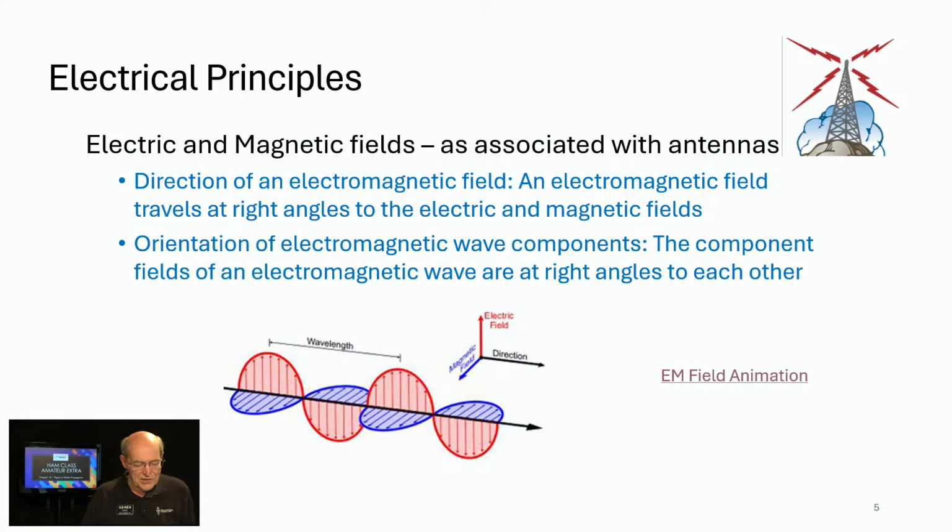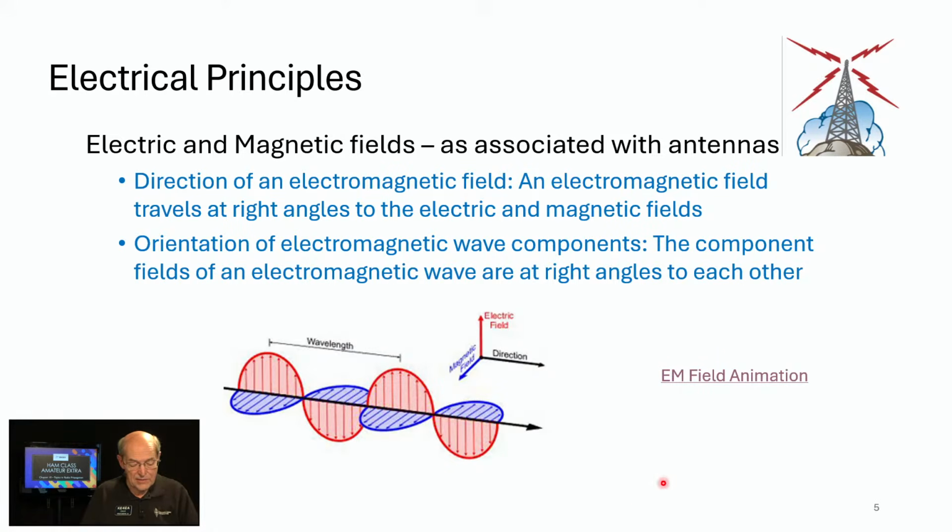This picture is a little bit hard to see the way it's laid out, but I've got an animation that might be helpful. Here we're showing an electric field, magnetic field, and the direction of the wave going this way. A couple of pool questions here. The direction of an electromagnetic field: an electromagnetic field travels at right angles to the electric and magnetic fields. So here are these fields, and here's the direction of the wave. The orientation of electromagnetic wave components: the component fields of an electromagnetic wave are at right angles to each other.